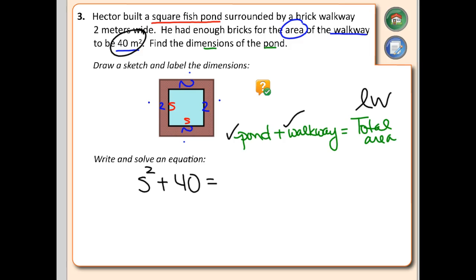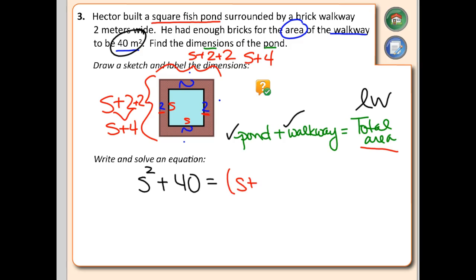So let's go over here and look at our drawing. I want the total area, so that means I've got S plus 2 meters on one side of the pool and 2 meters on the other side of the pool. So that's going to give me S plus 4. And that's going to happen also when I look at the width. We've got S plus 2 meters on the front and 2 meters on the back. And so that's going to give me S plus 4 as well. So the total area is going to be S plus 4 times S plus 4.